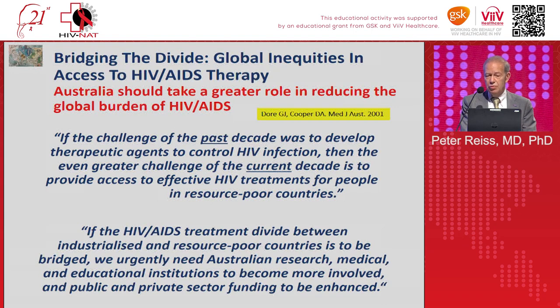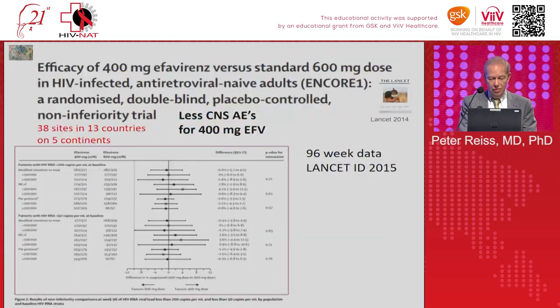past decade was to develop therapeutic agents to control HIV infection, then the even greater challenge of the current decade is to provide access to effective HIV treatments for people in resource-poor countries." And they went on to state, "If the HIV/AIDS treatment divide between industrialized and resource-poor countries is to be bridged, we urgently need Australian research, medical, and educational institutions to become more involved and public and private sector funding to be enhanced." And I would think that you agree with me that that's exactly what they've done.